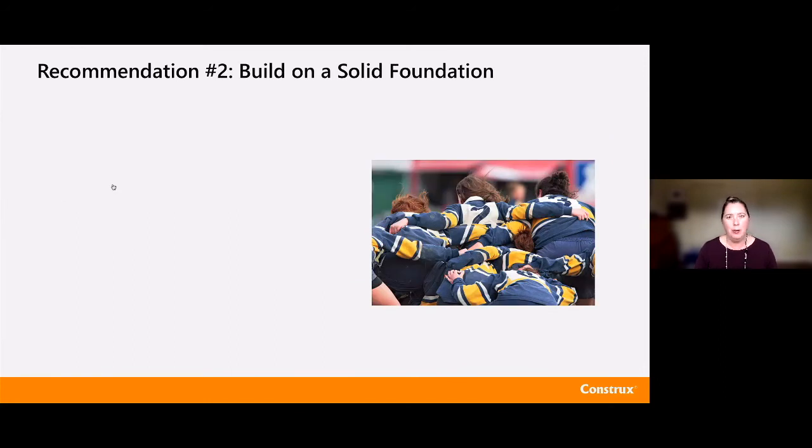Recommendation number 2, build on a solid foundation. Use high fidelity Scrum, high fidelity Kanban at the team level. If the foundation is broken, it's really hard to scale that up. I need to make sure that the teams are doing a really good job of building high quality deliverables at the end of every sprint. If they're doing that, integrating that work becomes a lot easier. If there are real gaps there, we need to address those in order to really be successful.